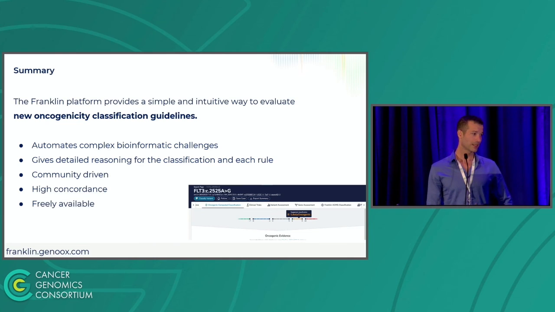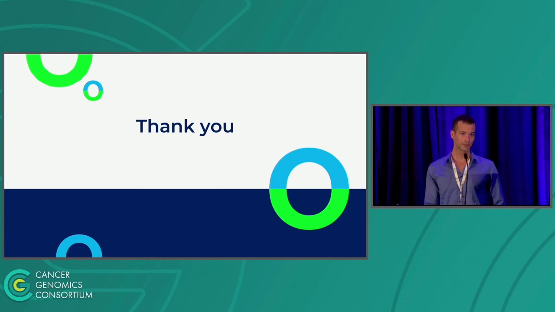To summarize, the Franklin platform provides a simple and intuitive way to evaluate the new oncogenicity classification guidelines. It automates complex bioinformatic challenges. It gives detailed reasoning for the classification for each rule. It's community-driven. It demonstrated high concordance with the experts, and it's freely available for either a single variant or a full case classification. Thank you.